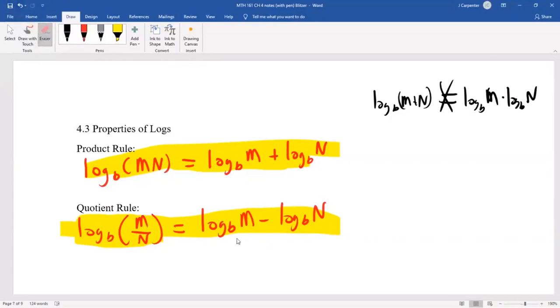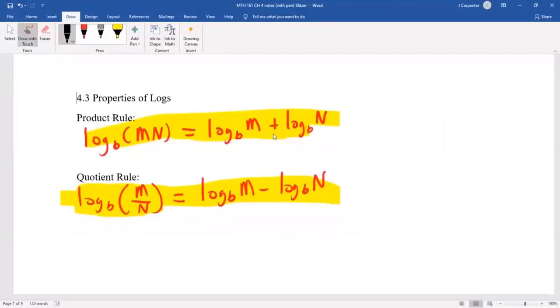And the same goes for the quotient rule. You can't flip-flop which one's a difference and which one's a quotient. It only works one way. The proof, again, you can kind of convert these things to exponentials. It's a little weird. It's not terrible. But let's just take it at face value and try it out.